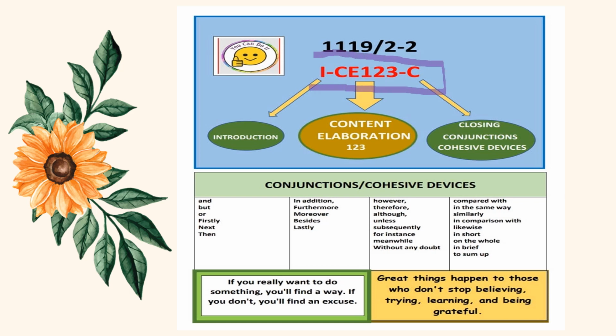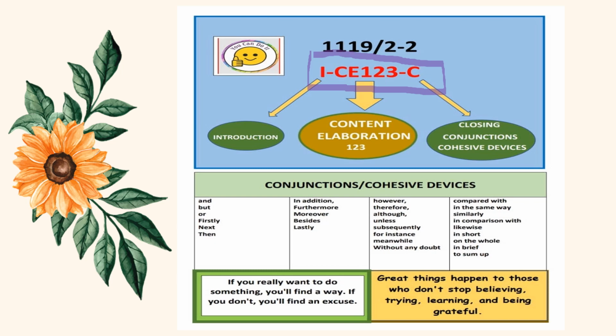Okay, ICE 1, 2, 3, C. I is for introduction. CE 1, 2, 3 is referring to the content elaboration. Okay, the tasks given to them in the question, that is content 1, 2, 3 with the elaboration 1, 2, 3. And then the last C is for the closing, conjunctions, and the use of cohesive devices.